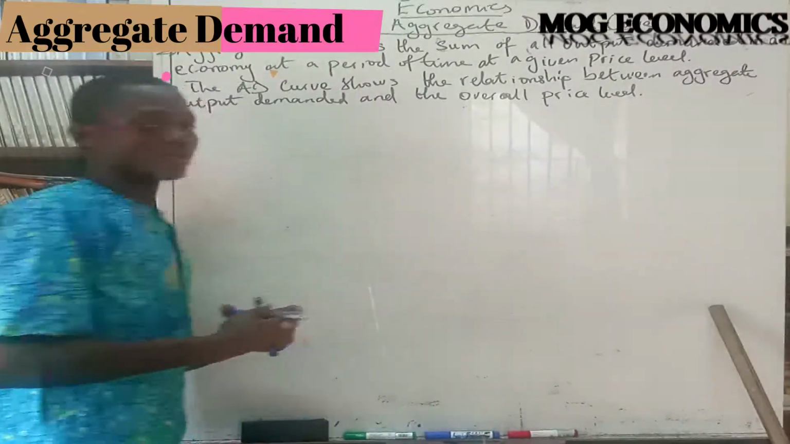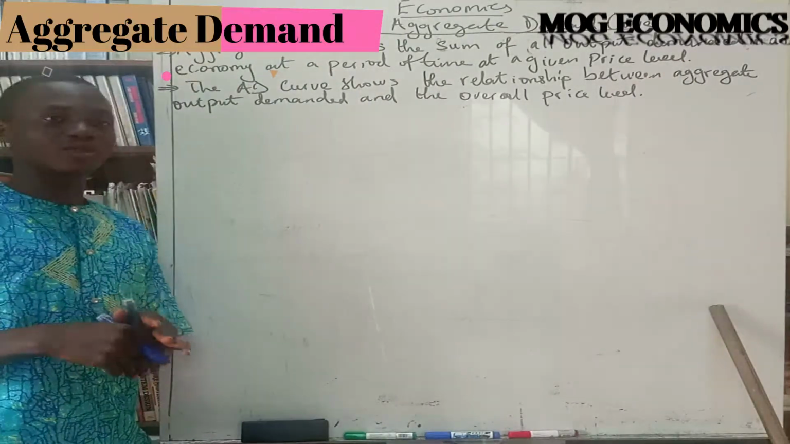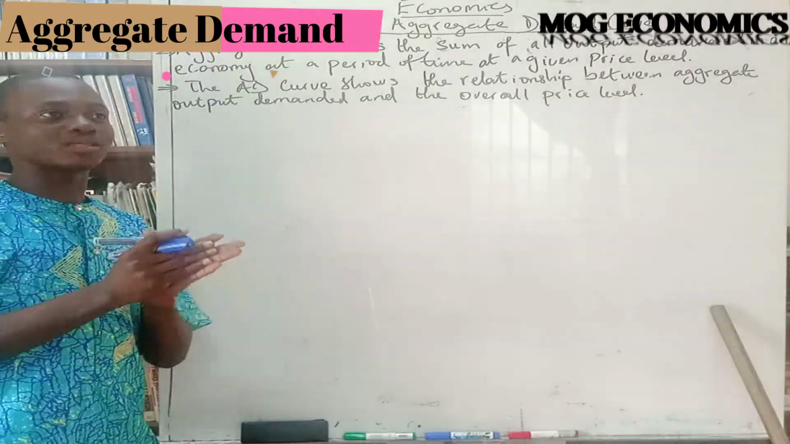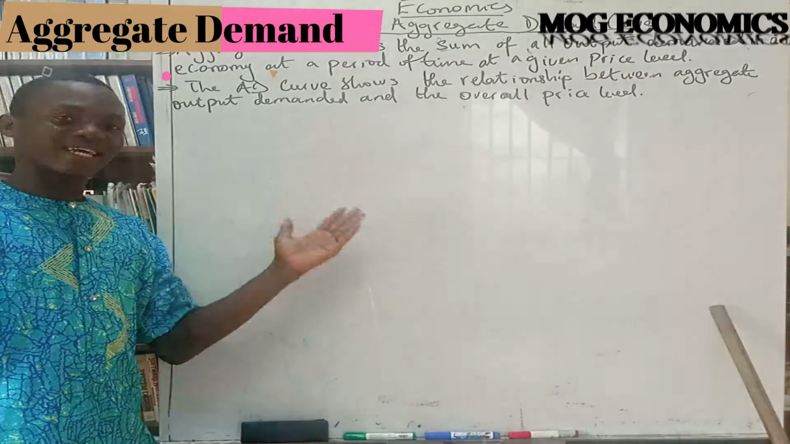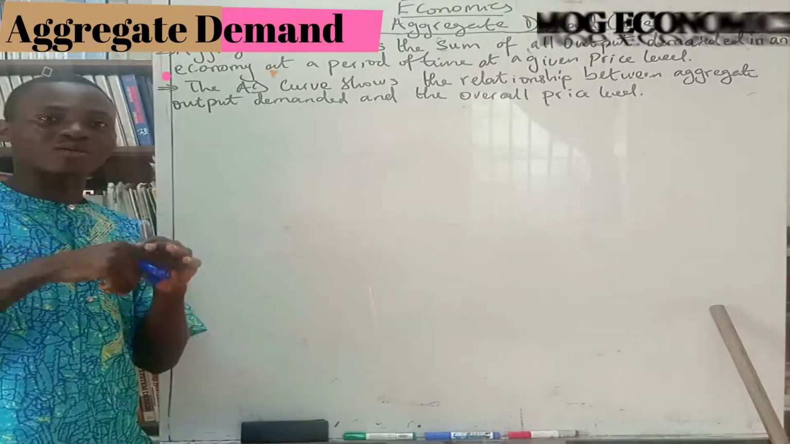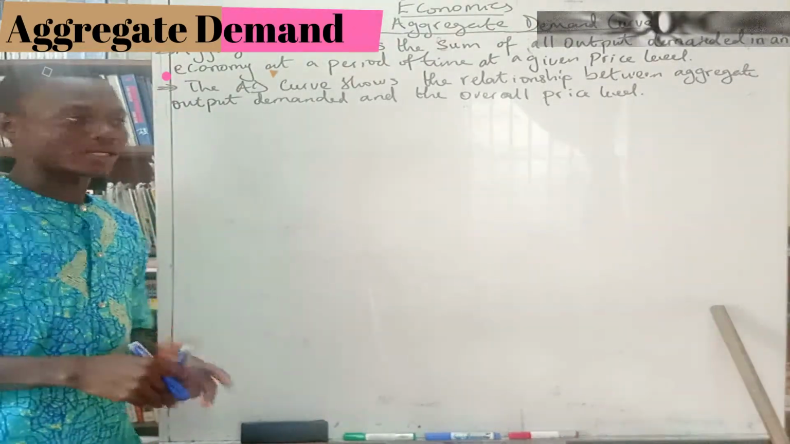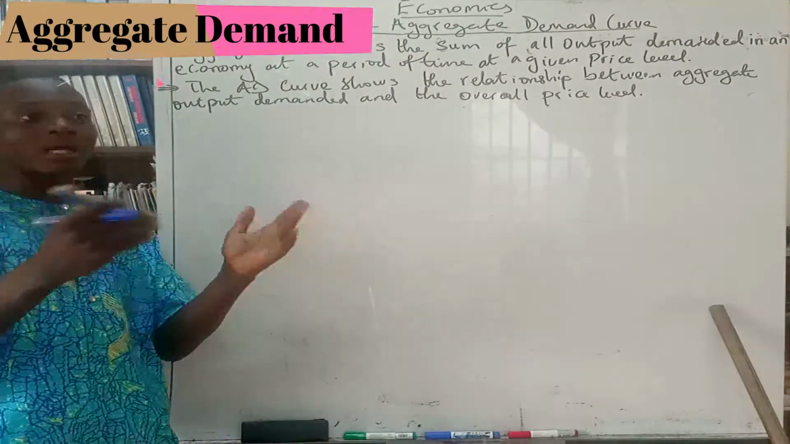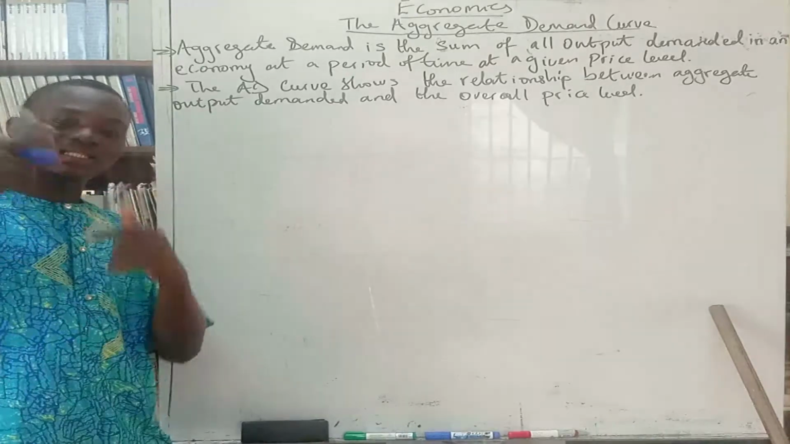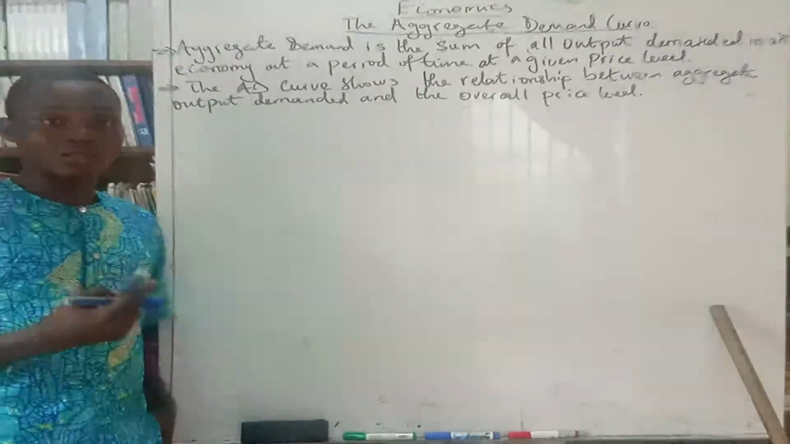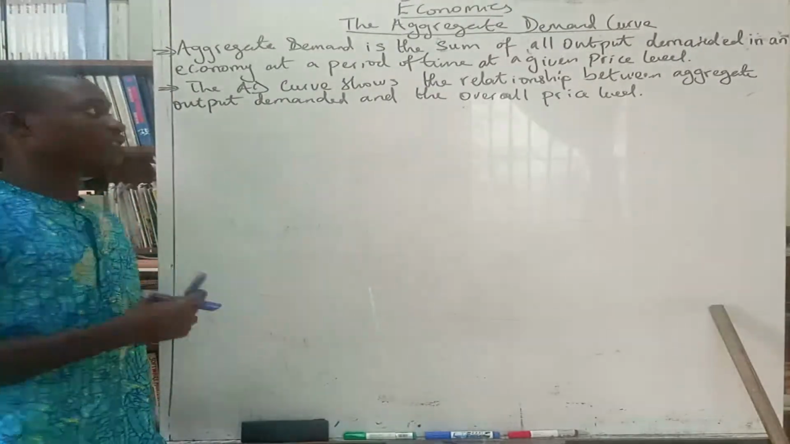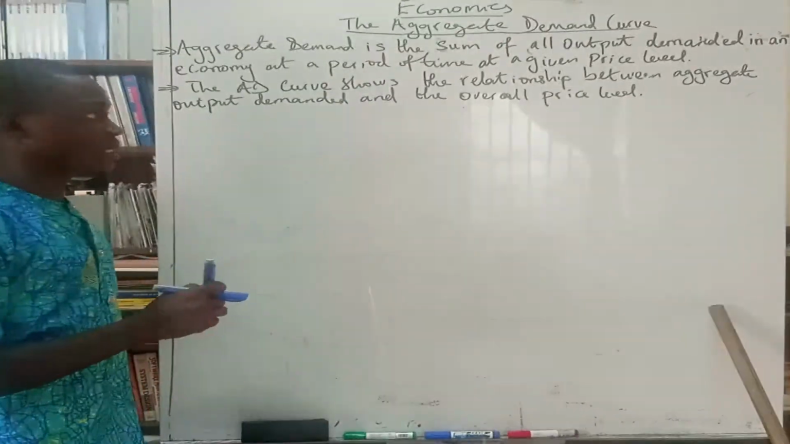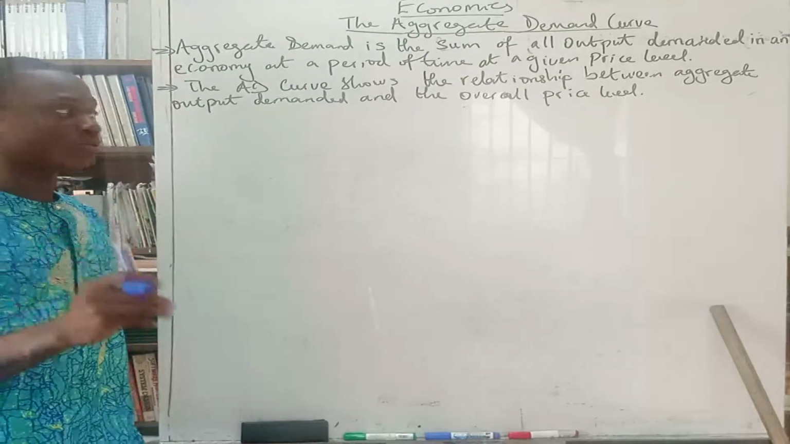Now, price level is not talking about the prices of goods. Price level is talking about the average. When we are looking at the price level, we are talking about the entire economy. We are not referring to the price of a particular commodity. No, that's not what we are looking at. We are looking at the average price level of what we have in the economy, and usually it is changes in this average price level that result in inflation. So aggregate demand is just the sum of all the output demanded in an economy at a given period of time and at a given price level.